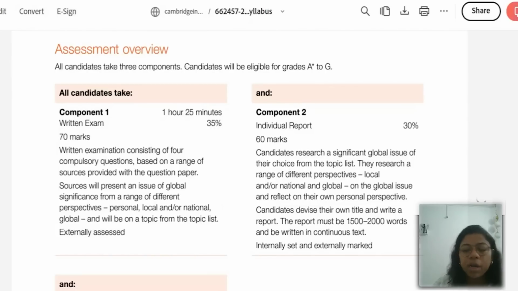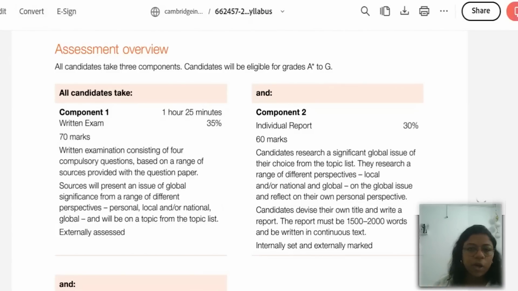Also the written exam, individual report and team project. Initially, in previous exams, they used to have a different set of topics for different components. So this is one of the changes that is implemented for students appearing for the 2025 exam. They do not have different topics. So you have one common topic list. You have to choose the topic for the IR from that only, and for the team project as well. Whereas for the written paper, of course, you are going to get the questions from that topic.